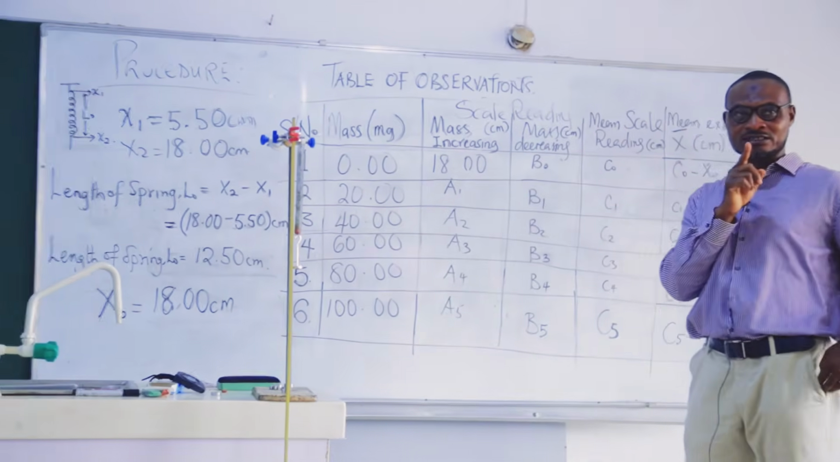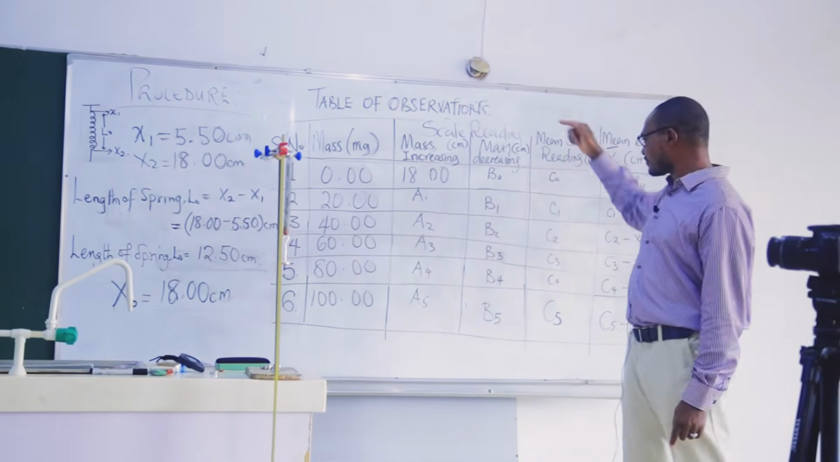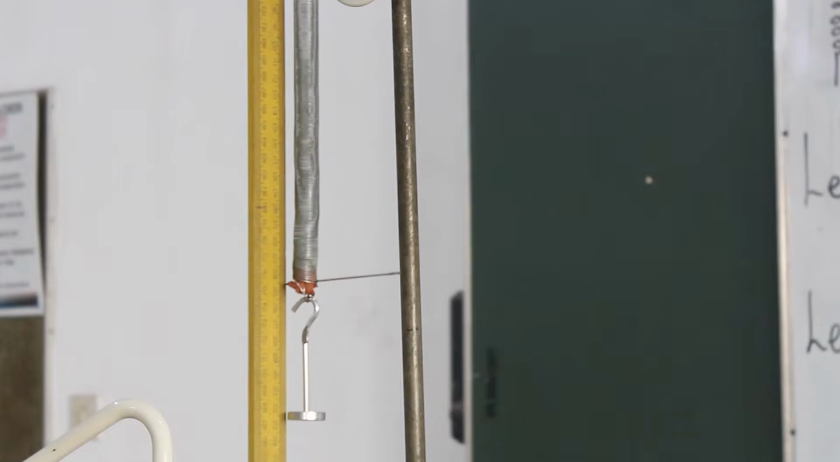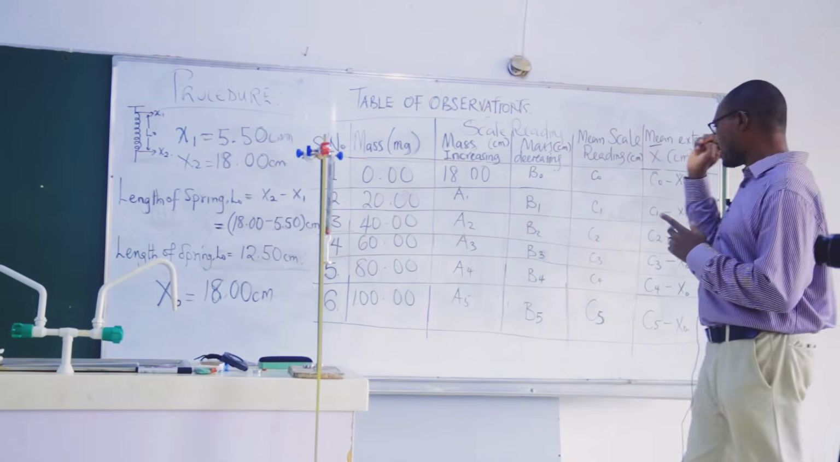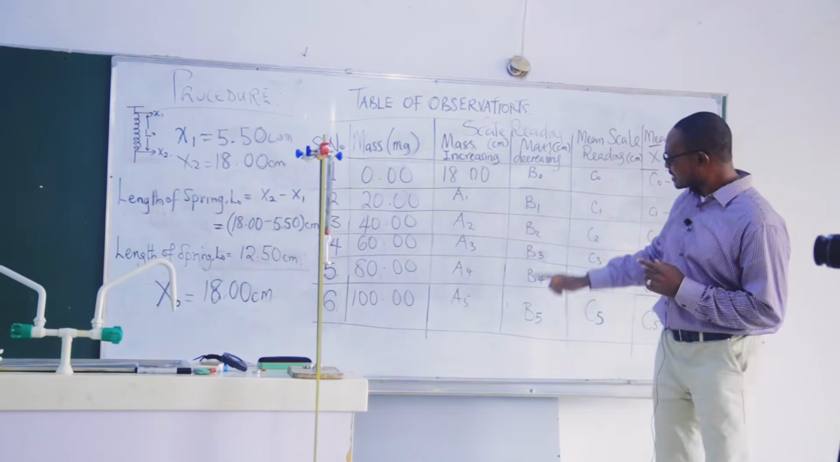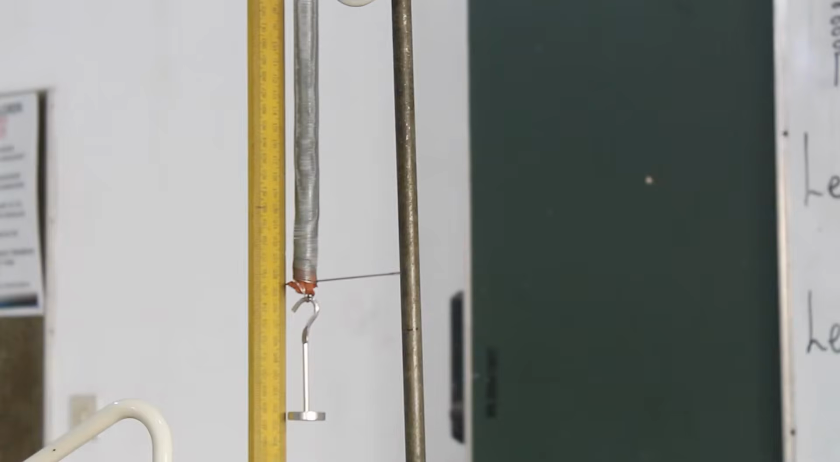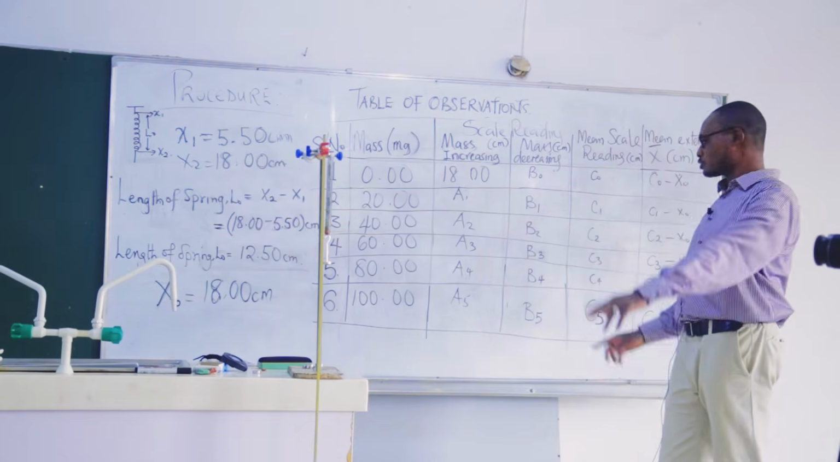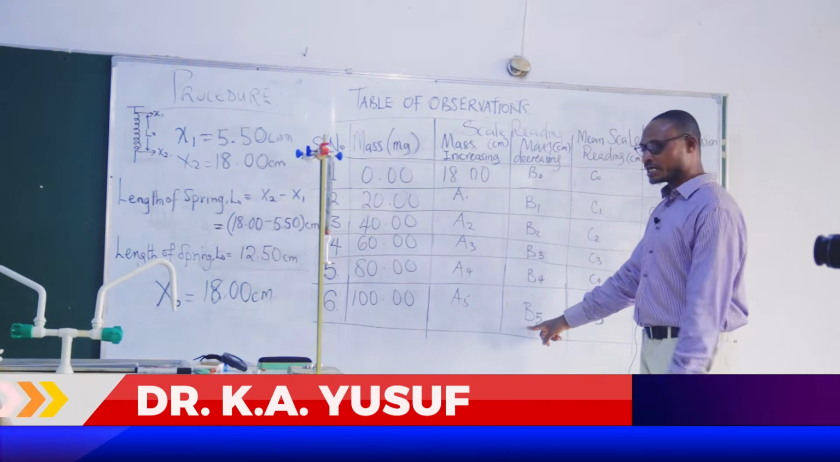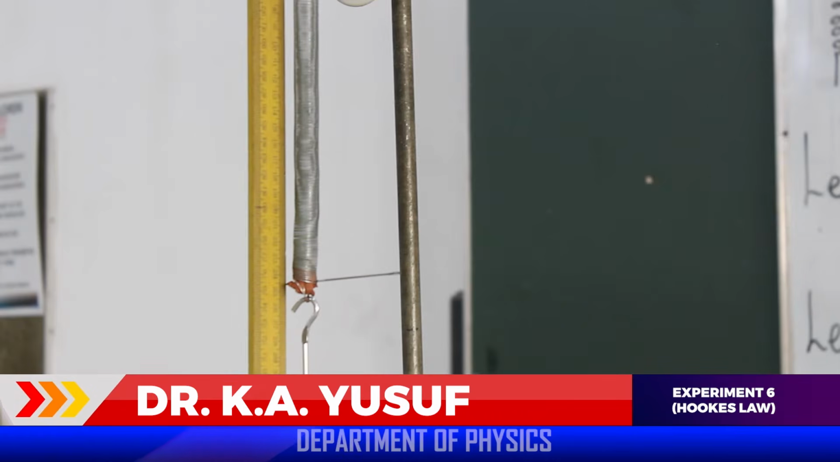But for the mass decreasing, you should note that you are not going to start from the beginning here, because it is assumed that the spring is already loaded. So we now start removing the masses one after the other. For the first reading, I'm going to start from the bottom, because this B5 corresponds to 100 grams, which is the maximum mass on the spiral spring. So for the first one, you take the measurement again when you have fully loaded the spring.